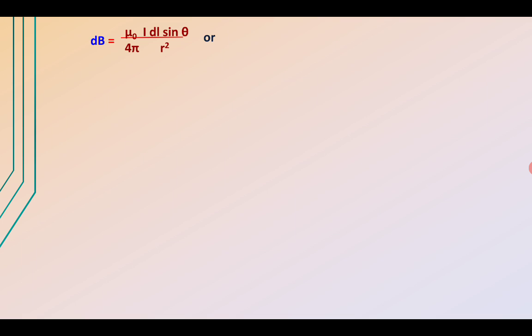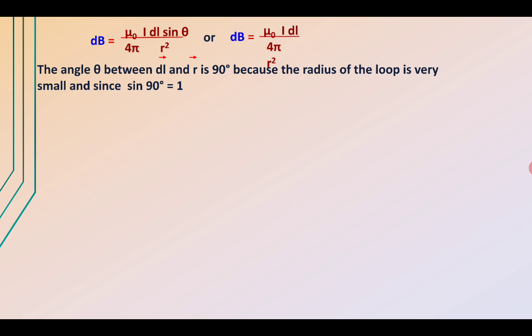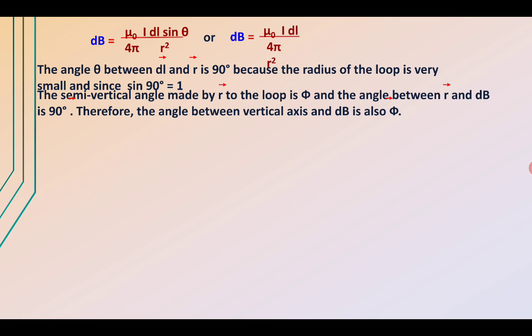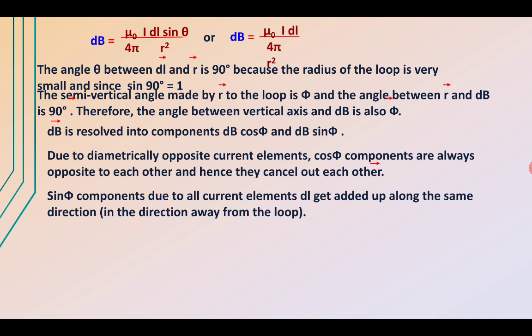as mu naught and I are constant, or we can write it in the form of mu naught I dl upon 4 pi r square. Now the angle between this current element and this position vector r is 90 degrees, because the radius of the loop is very small, and we know that sin 90 is equal to 1. So the semi-vertical angle made by this vector r to the loop is phi, and the angle between this r and dB is 90 degrees. So the angle of this magnetic field is also phi, as we had discussed and drawn in that diagram. So we are resolving this, as we had discussed, in two components. dB cos phi cancels out, and we are considering the effect of dB sin phi only here.